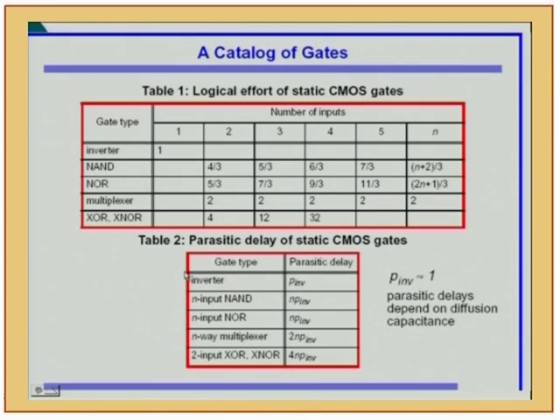Then the parasitic delay, I already said. Inverter is P inverter, normally use 1. An n-input NAND is n times P inverter, an n-input NOR is n times P inverter. An n-way multiplexer is 2n P inverter, because 2 paths, and for a 2-input XOR it is 4 P inverter. So we are done, we derived that expression.